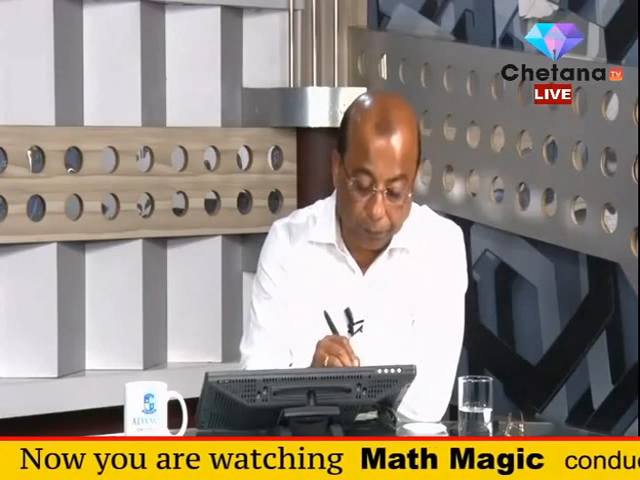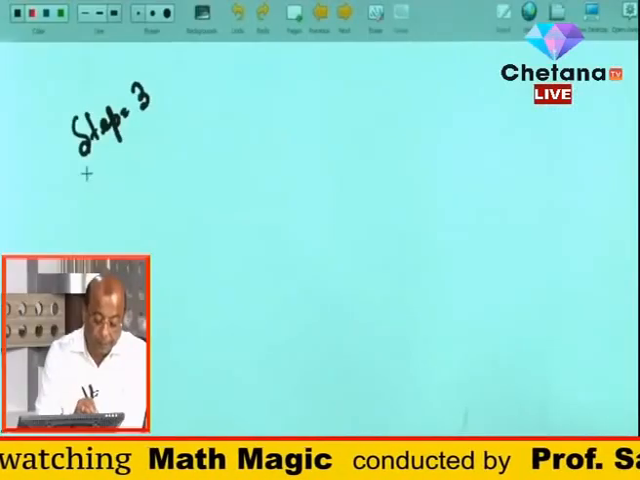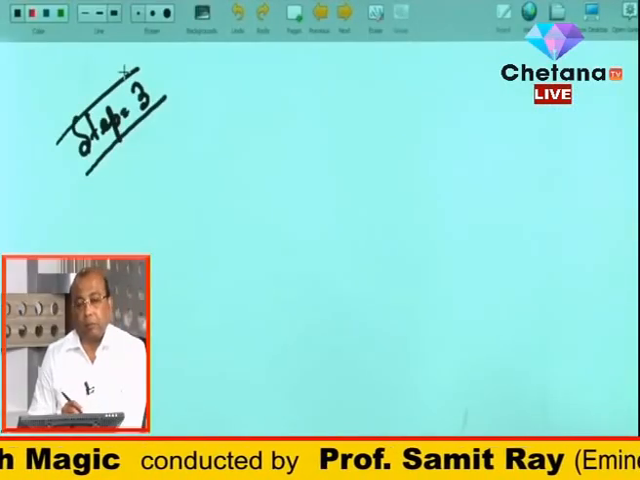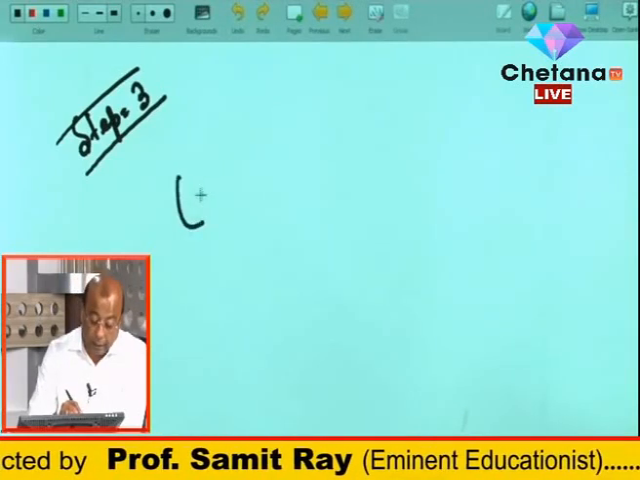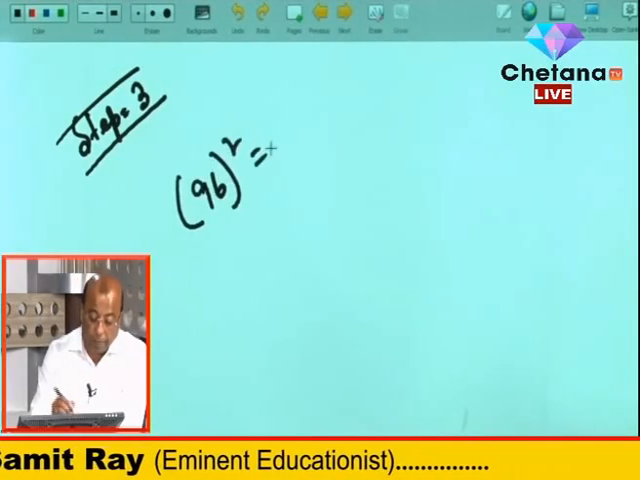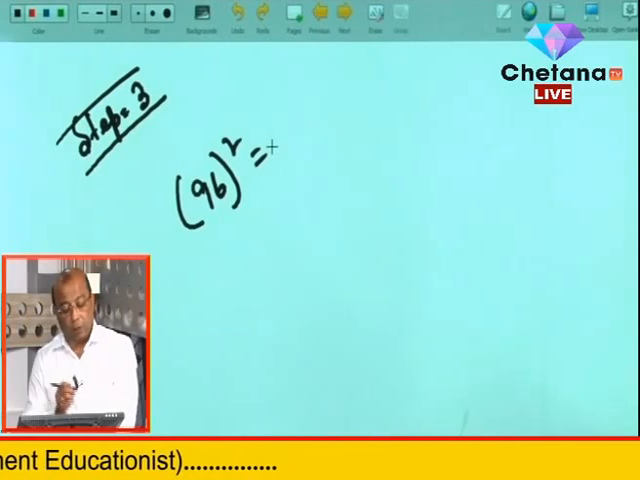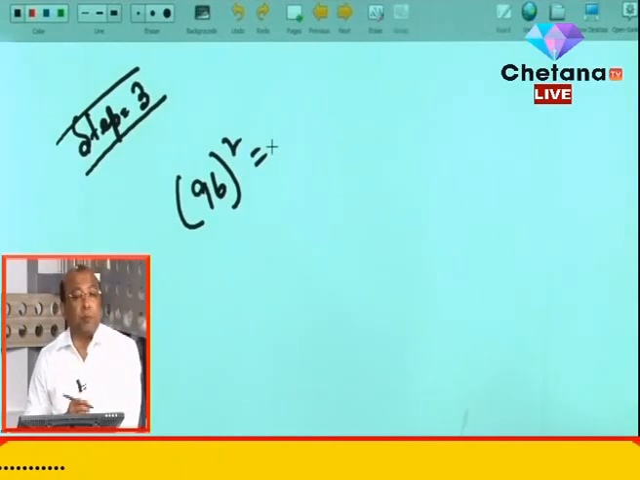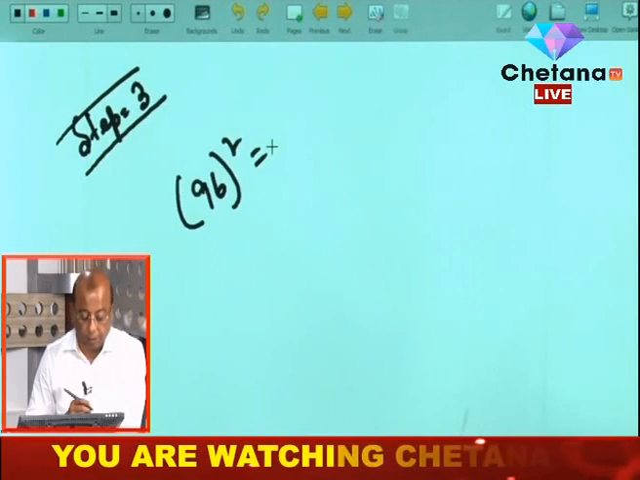Yes. Next I will go for step 3, the square. Step 3: 96 whole square. We can solve this problem with the help of step 1, that is the AB method, right?